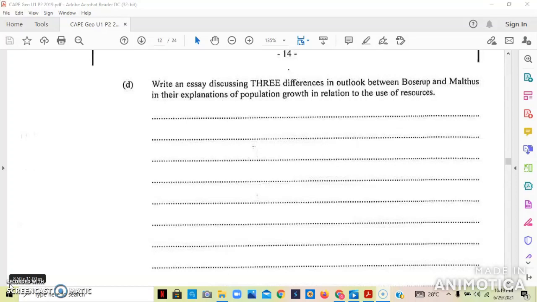So to summarize, Esther Boserup is saying that once the population increases, it will force or demand technology to develop as well. So once we have an increase in population, persons will have an increase in innovative ideas and invention.